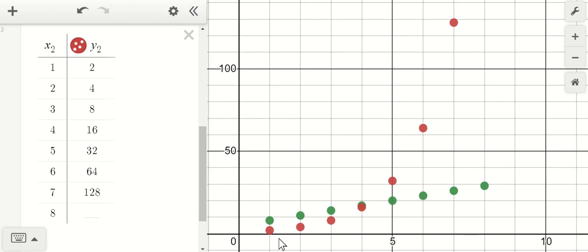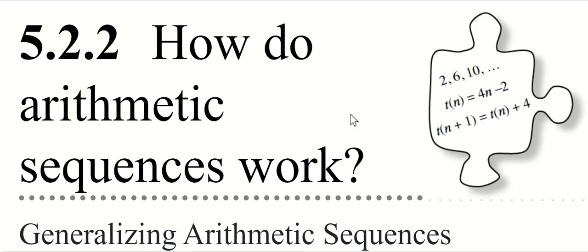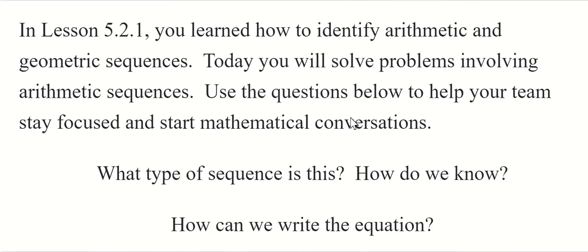A geometric sequence occurs when we see that we're multiplying by the same value to move forward, right? I keep multiplying by the number 2 in this case. This is a geometric sequence. So we have arithmetic sequences and we have geometric sequences. In the previous lessons, we learned how to identify arithmetic and geometric sequences.